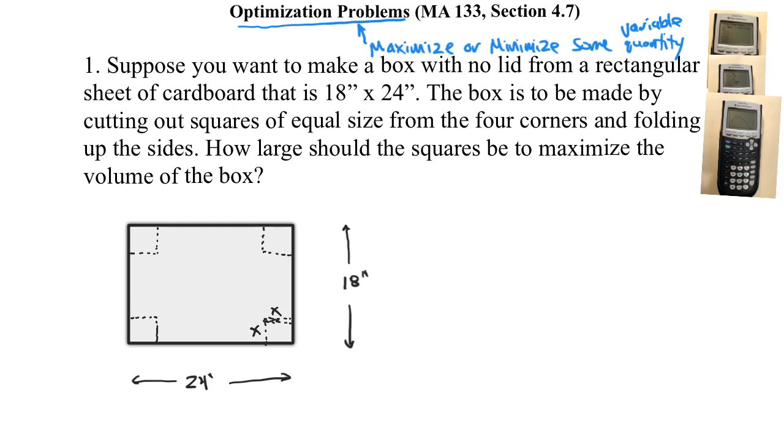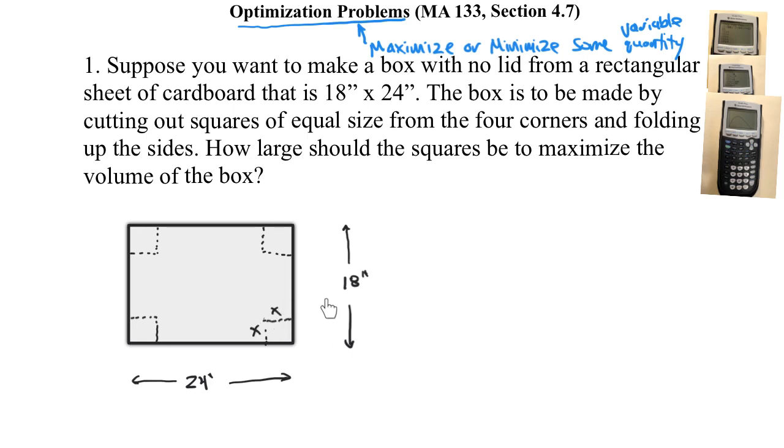And so we want to just make a box by cutting these out and then folding along the ends here. So we cut these out, and then fold up here. So this part right here would be the edge of the box. This part would be the edge, and so forth. So we need to know, we're going to cut out squares of equal size from the four corners. How large should the squares be to maximize the volume of the box? So we want to maximize the volume.